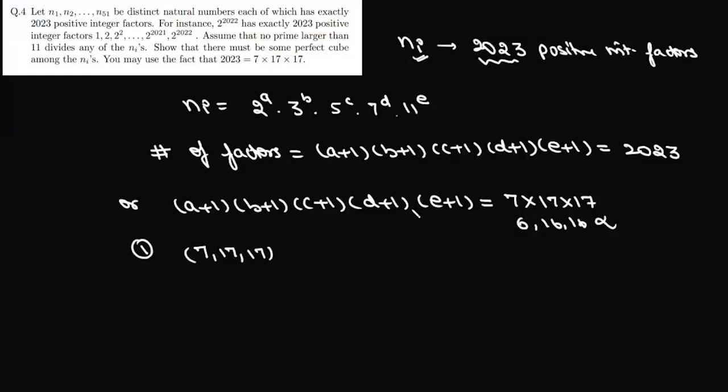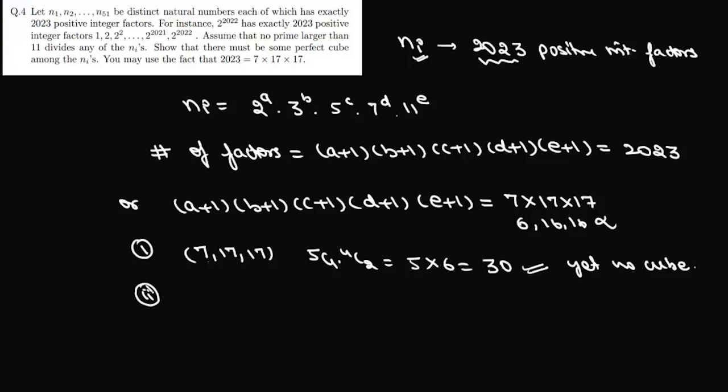Now there are 5 exponents. One of them must be 7 and 2 of them must be 17. So we can choose any one in 5C1 ways, and then from the remaining 4 we have to choose any 2, which can be done in 4C2 ways. So it will be 5 into 6, which is 30. So if we take 7, 17 and 17, in that case there will be 30 such numbers which have a total of 2023 positive integer factors and yet are not a cube of a number.